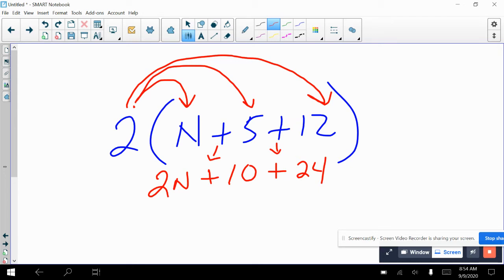Okay, now, are we finished? Ooh, we are not finished. This would be an incorrect answer. Why? Come on, why? Go ahead, Emma. Okay, how do we solve it? Go ahead, honey. Okay, Emma says we got to add 2n plus 10 plus 24.